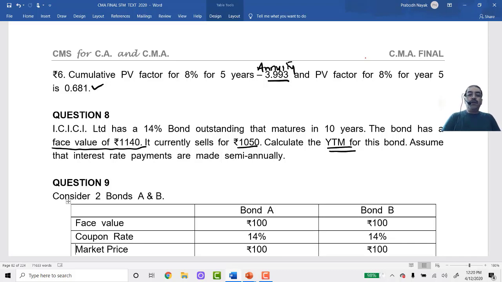YTM is not given. Assume that interest payments are made semi-annually. Another calculation here: interest is semi-annual. So a 14% bond means half yearly we are paying 7%. 14% annually, so half yearly we are paying 7%. So the coupon rate is 7% for 6 months, calculated on face value. What is the face value? 1140 is the face value. Okay. Have you understood?